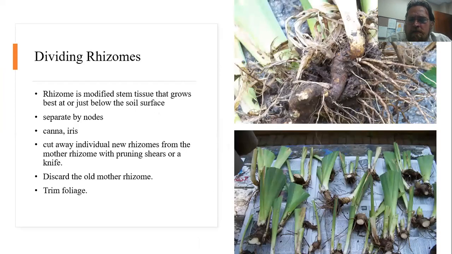Dividing rhizomes is really straightforward. A rhizome is a modified stem that grows just right at or right below the soil surface.